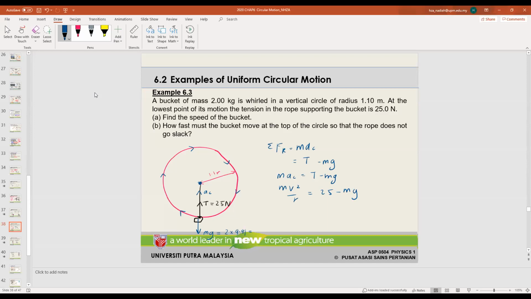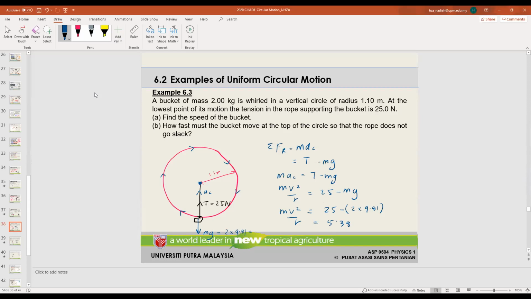So the question asks to find the speed of the bucket. We can solve for v. Okay, so this is 25. Your m is 2 times 9.81. So this becomes mv squared over r. So this becomes 25 minus 2 times 9.81, which gives me 5.38.